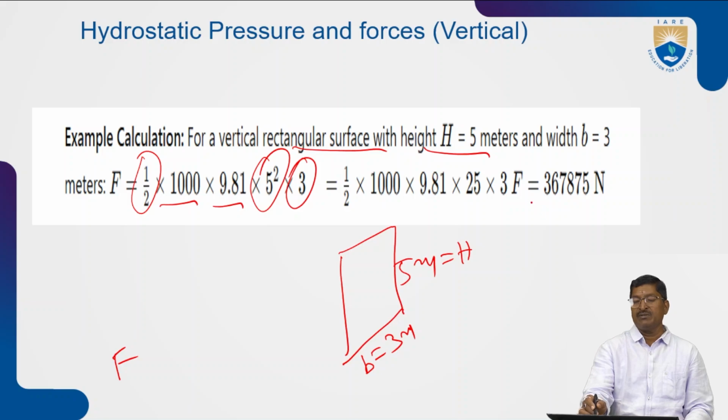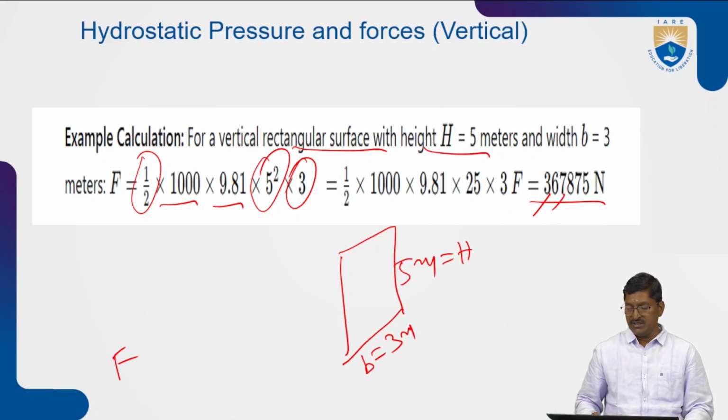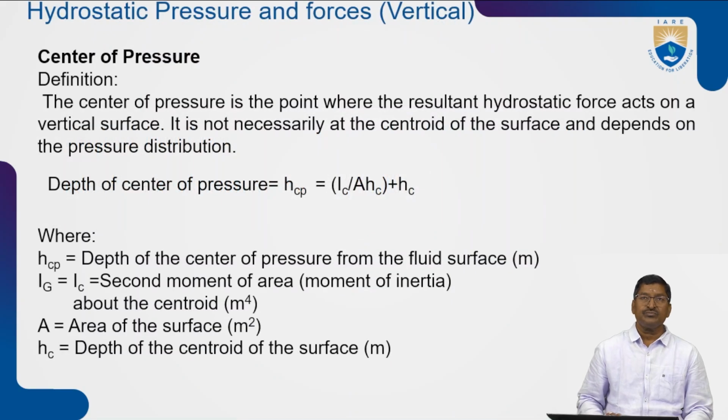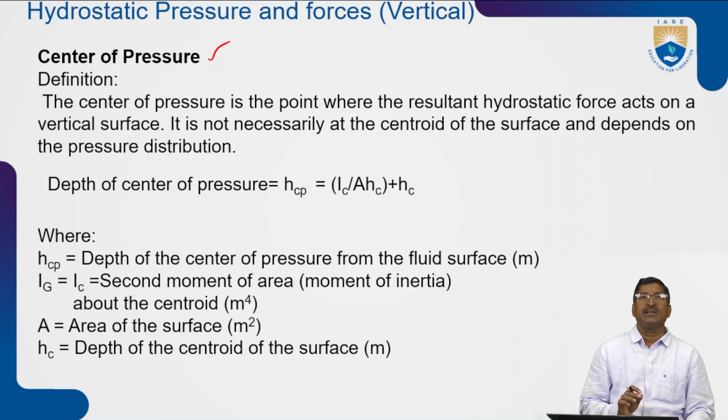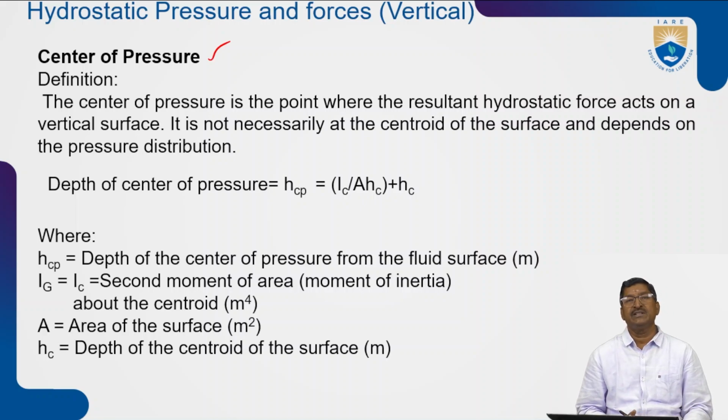If you multiply, then you will get 3,67,875 newtons here. It is a force, not a pressure. So here another word is there, center of pressure. Okay, center of pressure means what? It is nothing but a single point where the fluid pressure is acting. So that is called the center of pressure.